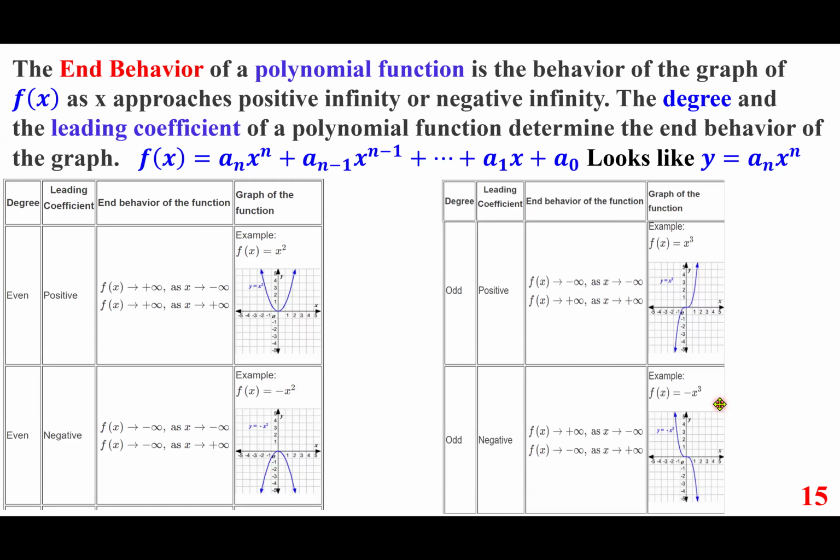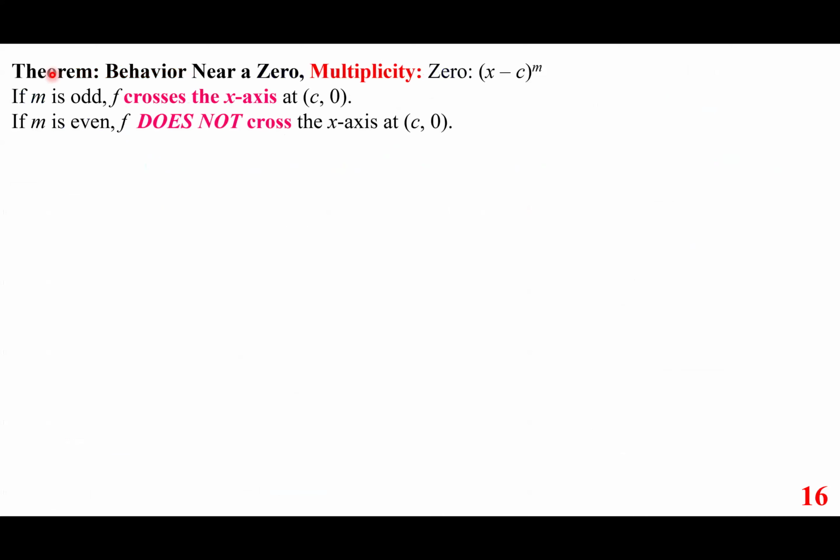Therefore, in this case, x goes to infinity, so does y. In this case, x goes to negative infinity, so does y. But y equals minus x cubed, if this is negative, notice minus x cubed: as x goes to infinity, y goes to negative infinity. As x goes to negative infinity, y goes to positive infinity. And that's the idea. This is known as the end behavior. We also have a theorem regarding multiplicity. Behavior near a zero.